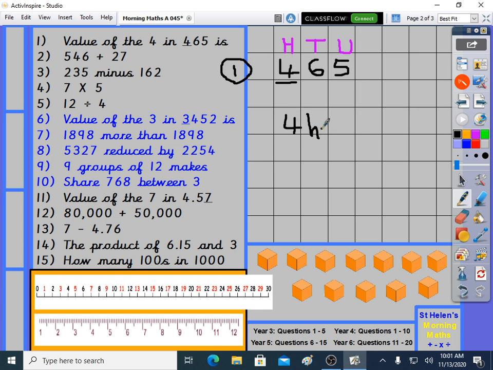So I'm going to write the word hundreds here. That's what the 4 is worth, 4 hundreds. And if you write it in digits, of course, 400 says 400, doesn't it? So different type of place value question today. Let's move on to question 2.